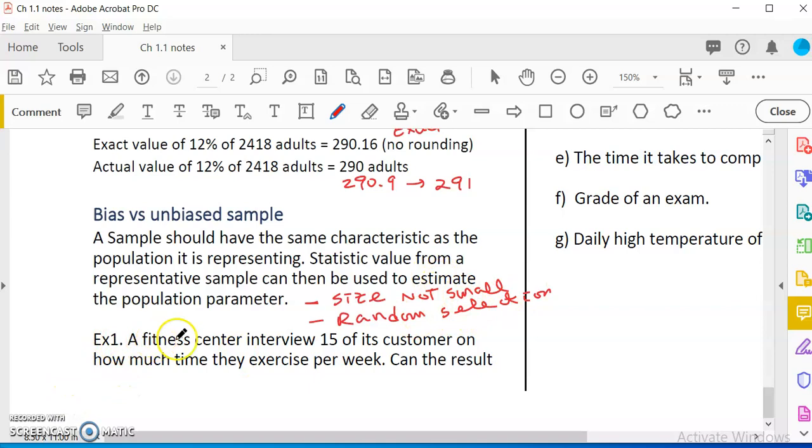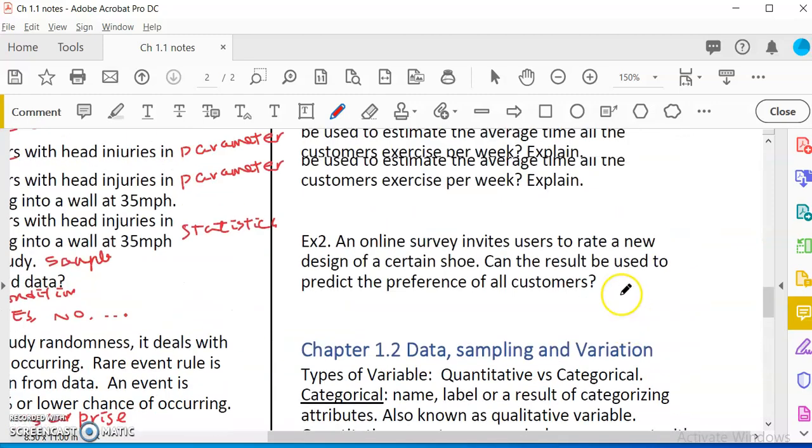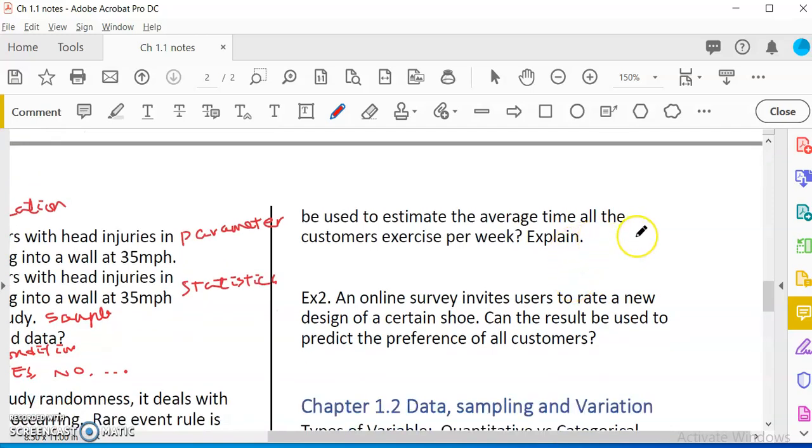For example, a fitness center interviewed 15 of its customers on how much time they exercise per week. Can the result be used to estimate the average time of all the customers per week? What do you think? It depends on how many customers they have. I would say no, because 15 customers is too small, right? The size is low. And also, we don't know if it is a random selection. Maybe they selected the 15 customers that came earliest.